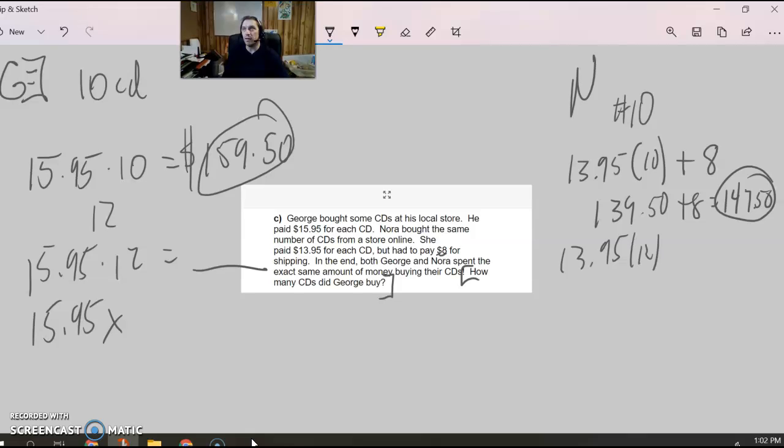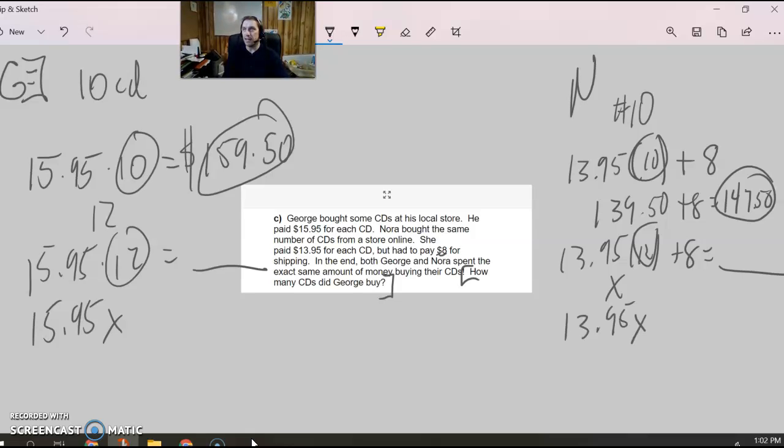$13.95 times 12 plus 8. I'm not even going to figure that out because what I want you to see is, when we guess, we're replacing the same value. And so when we guess X, Nora's going to pay $13.95 times X plus 8. And so we want to know when those are equal. So we just set up our equation.